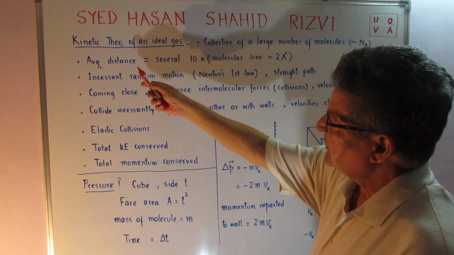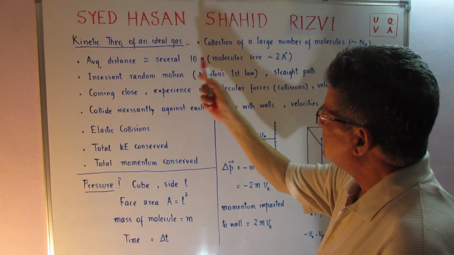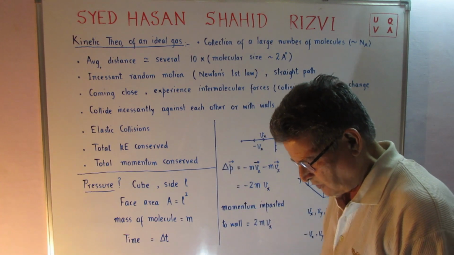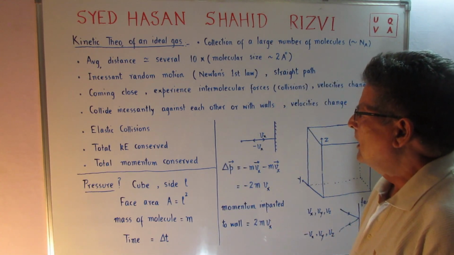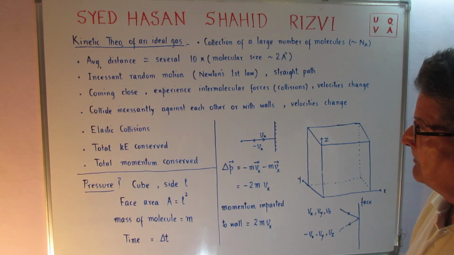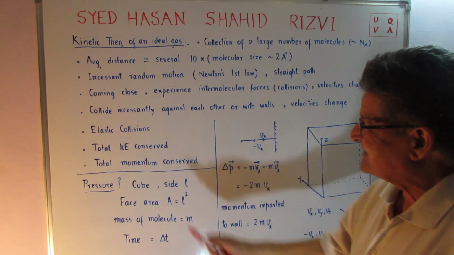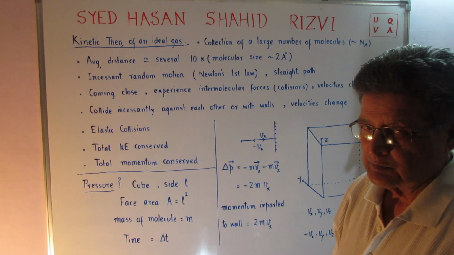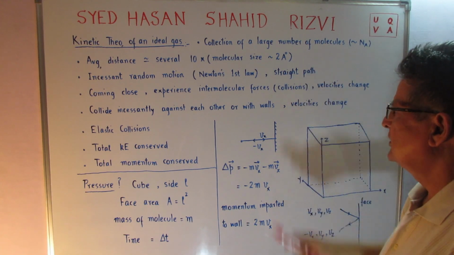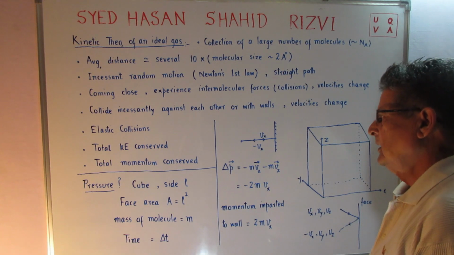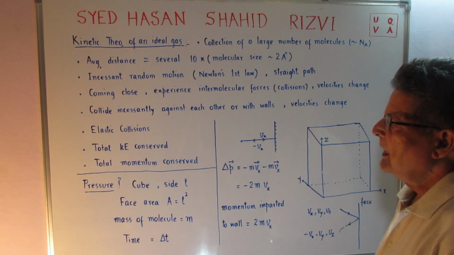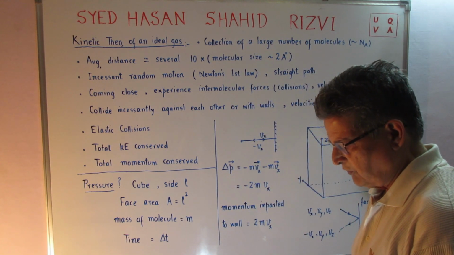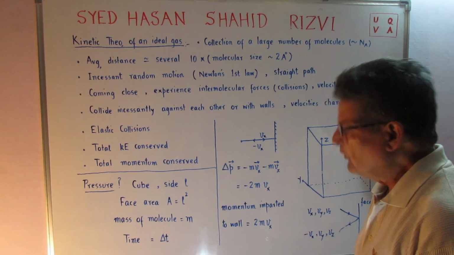Now, the average distance between the molecules is several tens of the molecular size, which is approximately equal to 2 Angstrom. 1 Angstrom is equal to 10^-10 meters. Well, the molecules are in incessant random motion, which follows Newton's first law, and they move along straight paths. Newton's first law: a body continues in its state of rest or of uniform motion unless impressed upon by an external force.